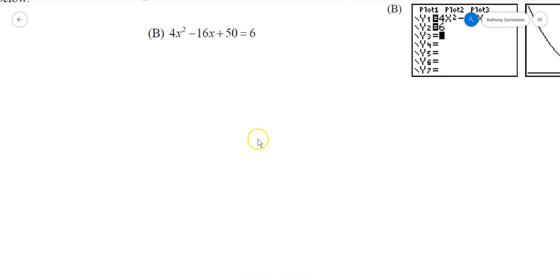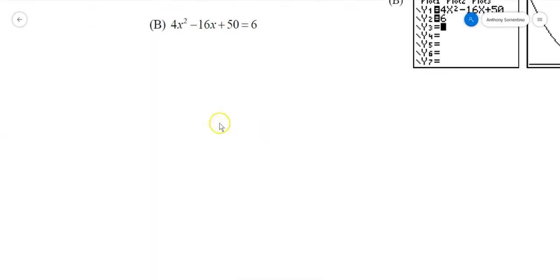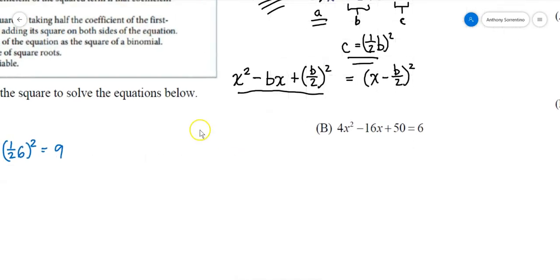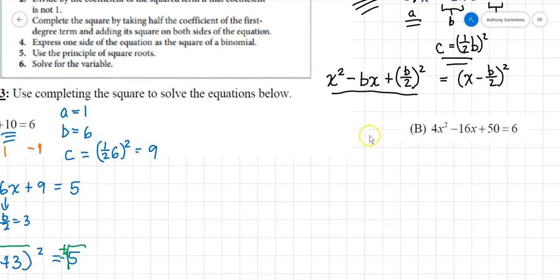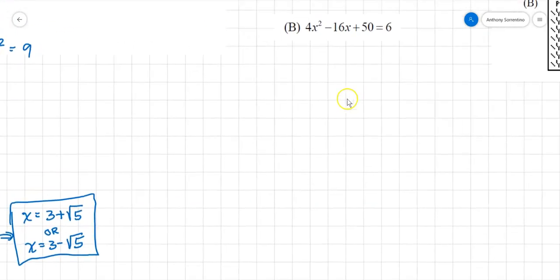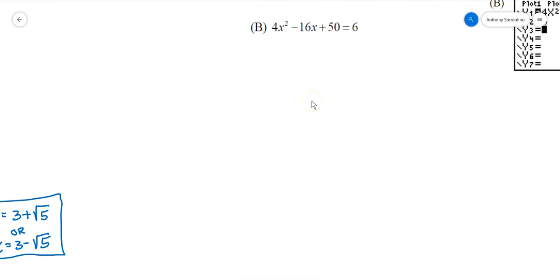B starts off a little bit more problematic, because the whole premise behind perfect square binomials and perfect square trinomials is that I need to have a leading term of 1. Currently, I do not have that. I have a leading term of 4. So the first thing I'm going to have to do is divide everything by 4, both sides. So I'm going to have x squared minus 4x.